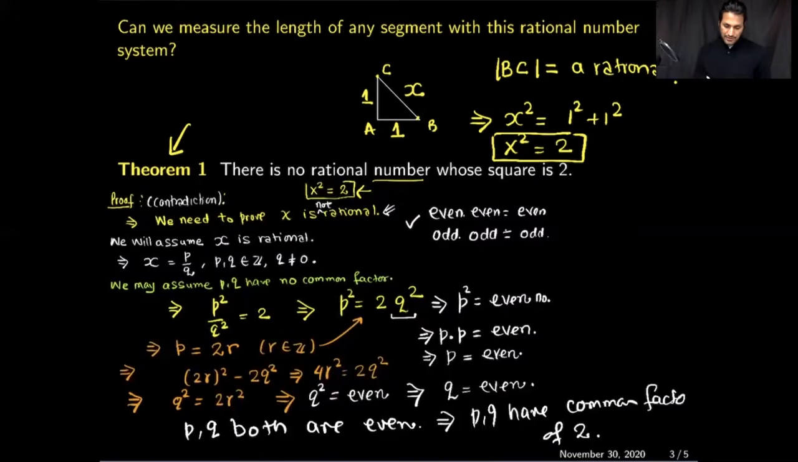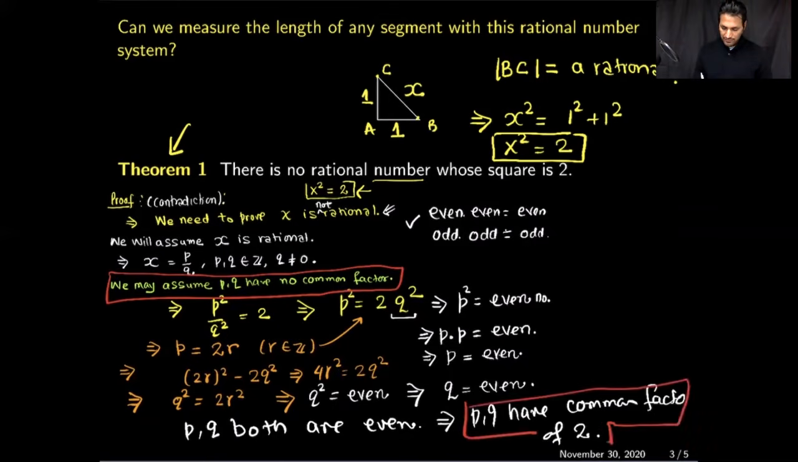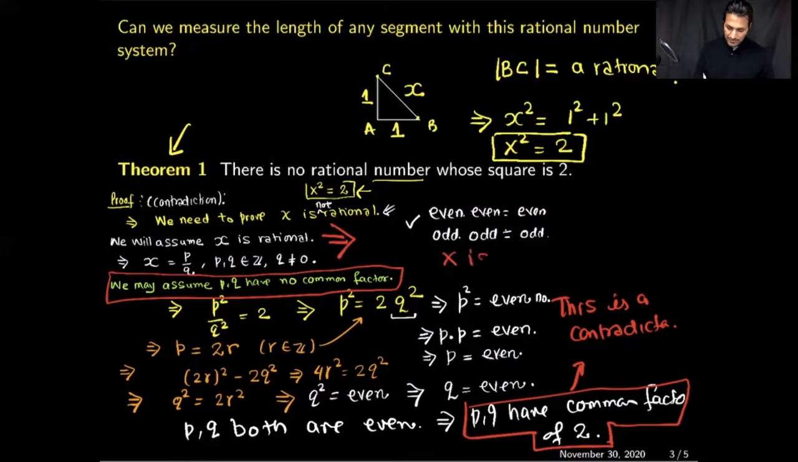But you can see this is a contradiction, because we assumed that p and q do not have any common factor. Or even if they have a common factor, we will cancel it out. But here we proved that p and q have a common factor, which is 2. So this is a contradiction. So if this is a contradiction, it means this statement is not true, or in other words, the opposite to that statement is true. So this implies x is not rational.